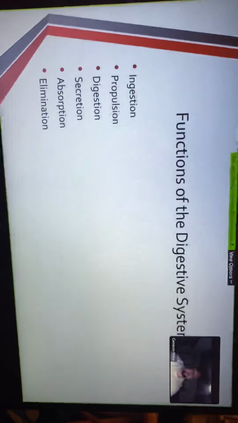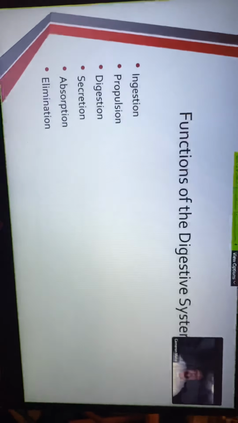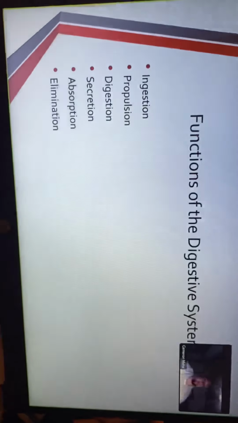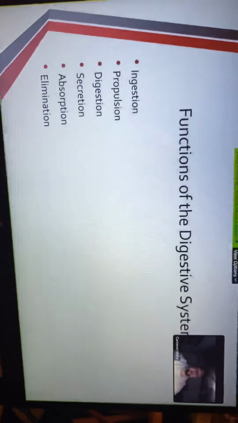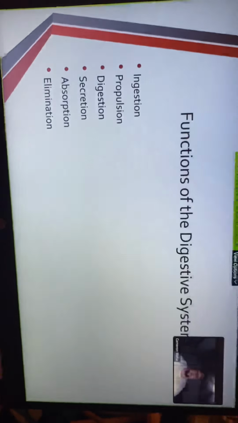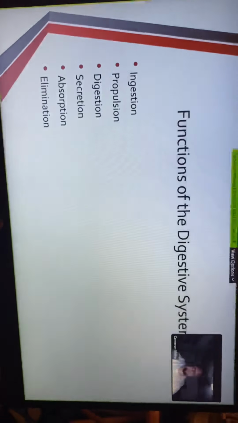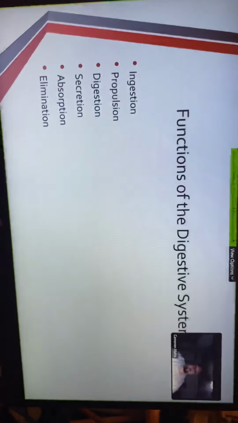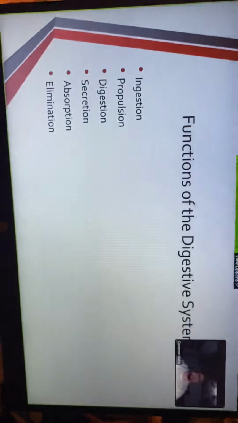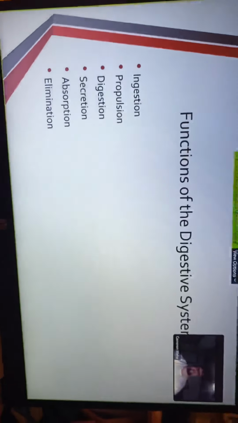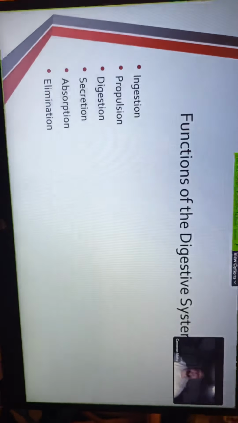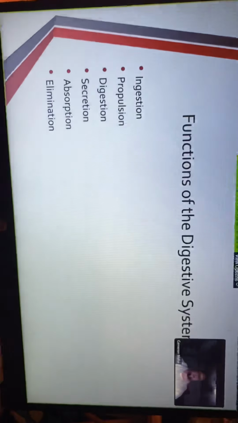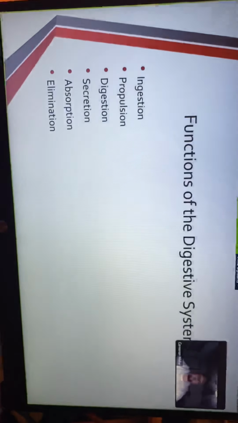The next function is propulsion. This is the traveling or moving of food throughout the system. Normally, it'll start with the mouth as we eat, and then it will end in the rectum when we use the restroom. The next function is digestion. This is simply the breaking down of the food. This happens all throughout the digestive system. Each organ that we talked about earlier on plays a factor into digestion.